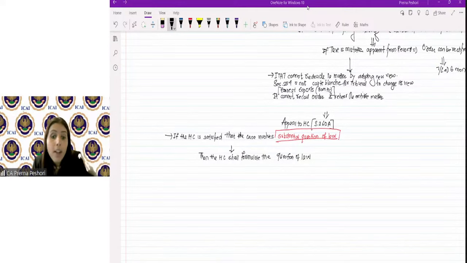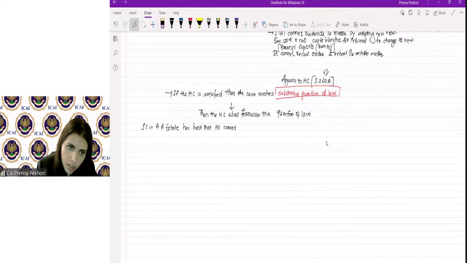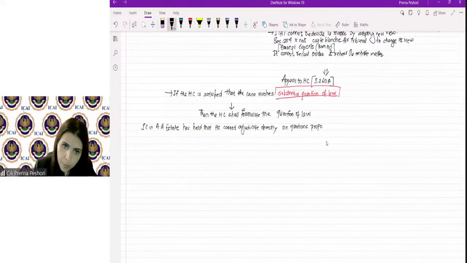So the High Court cannot straight away decide on the appeal which is presented by the appellant. You do not write the word assessee after the appeal procedures begin. It's always appellant. So the High Court has to formulate the questions of law. So you can just write it over here: Supreme Court in AA Estate has held that High Court cannot adjudicate directly on questions proposed by the appellant.